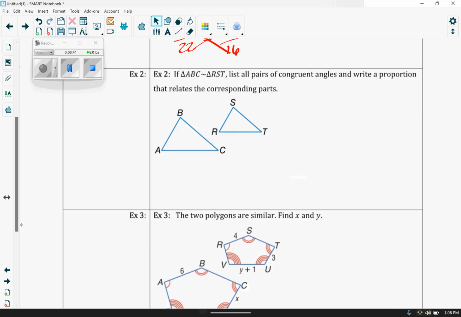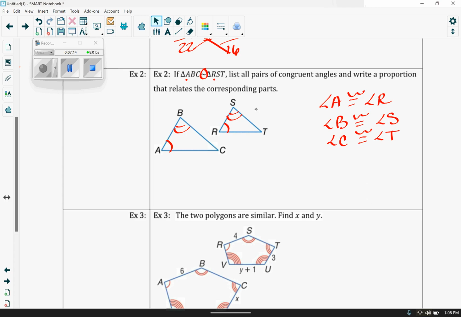All right, next one. I'm telling you they are similar because I'm giving you that symbol. List all the congruent parts and the similar, corresponding parts. If I'm telling you it's A and R, then A and R are going to be congruent. Angle A is congruent to angle R. And B goes with S, so angle B is congruent to angle S. And angle C is congruent to angle T.